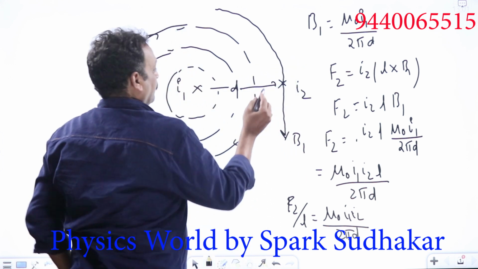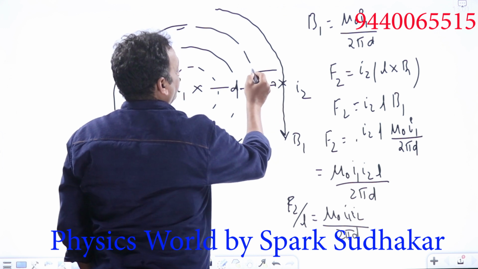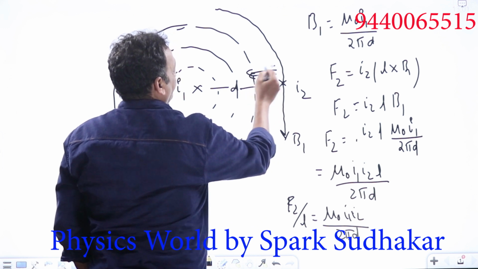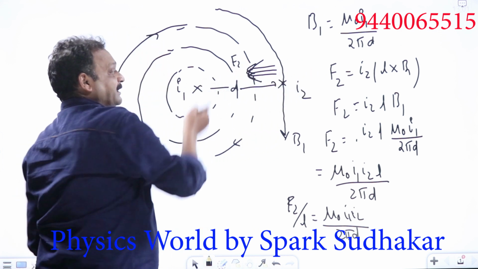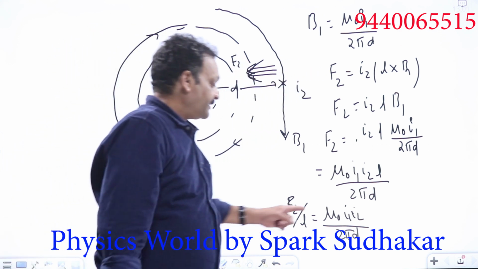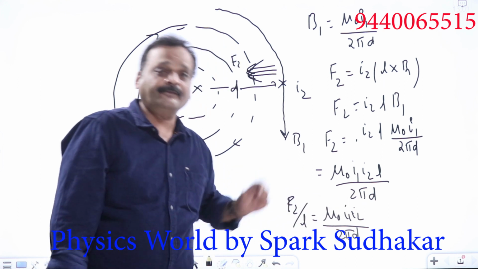So this force on the second wire, F2, is in this direction, that is, towards the first wire. What is its magnitude per unit length? Mu naught I1 I2 by 2 pi d.